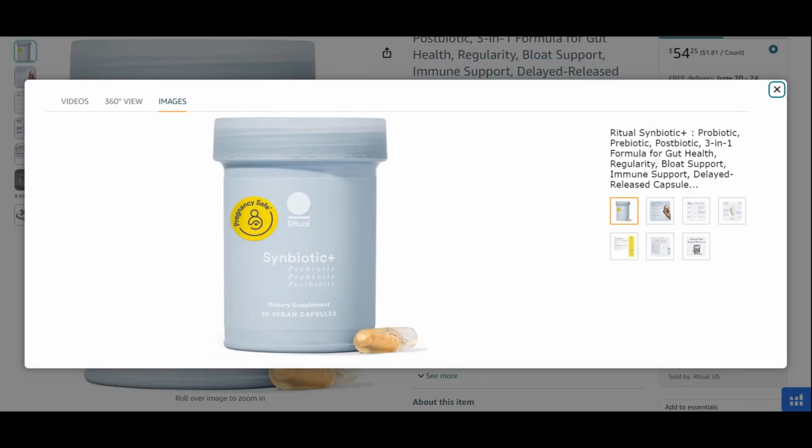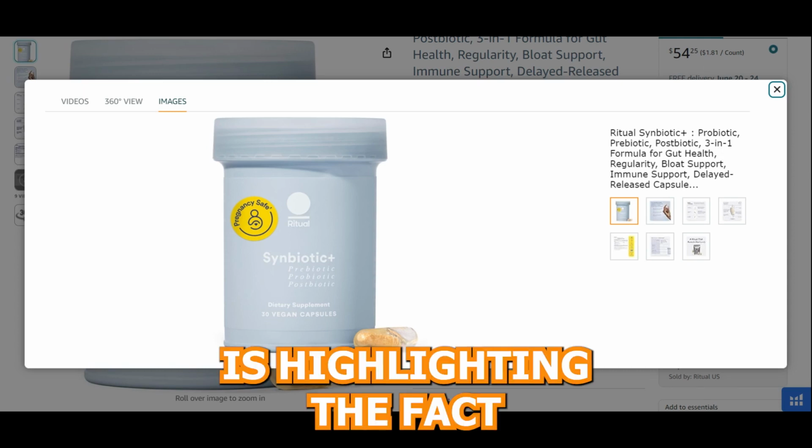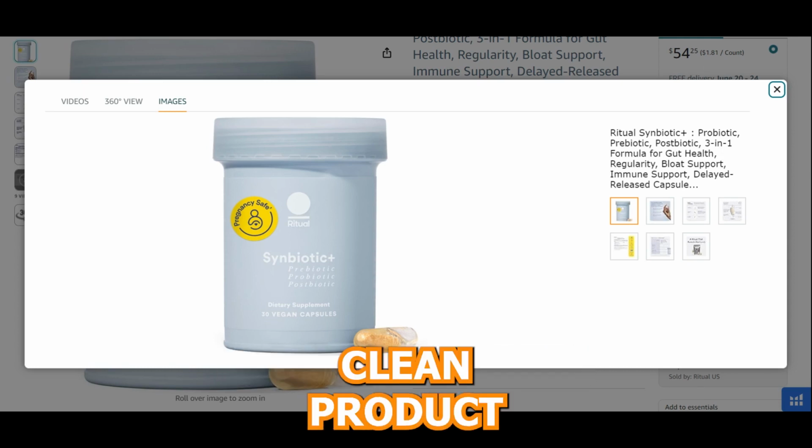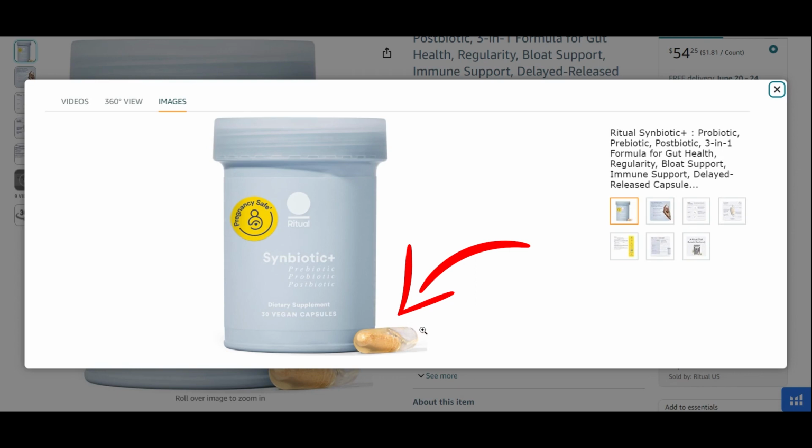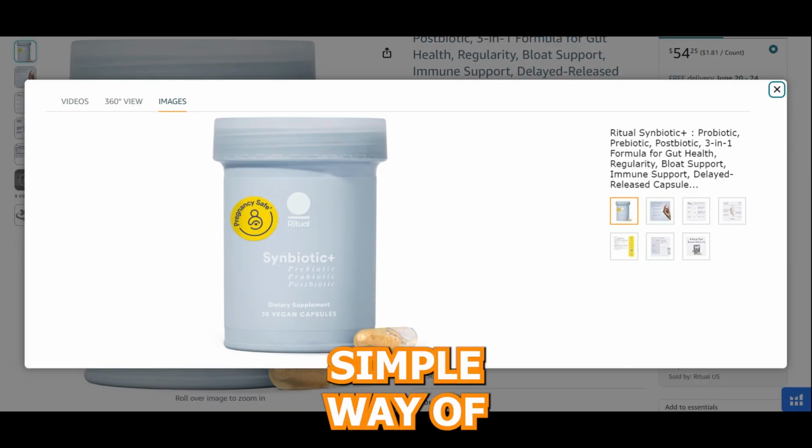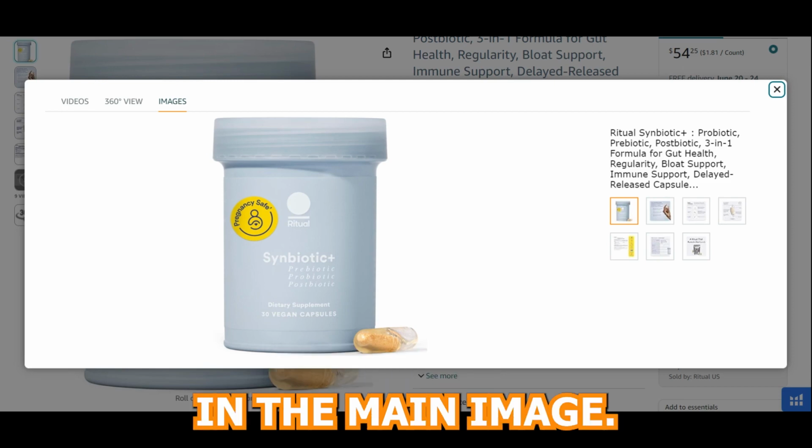Product number 2, also the same thing. So this brand in particular is highlighting the fact that this is a very clean product and showing that their capsule comes transparent, and it also shows the size of the capsule, which is also very important for a lot of customers. So very nice, very simple way of just adding the capsule in the main image.